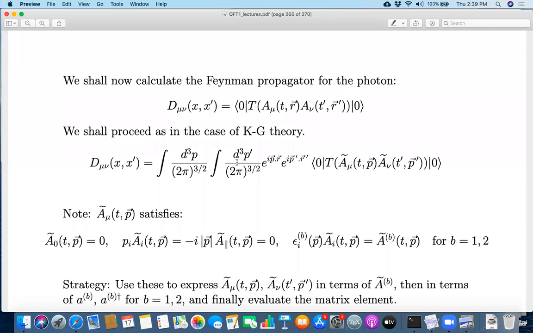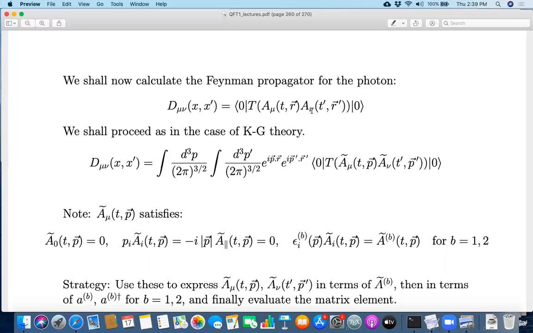Okay, so now we are going to try to calculate the Feynman propagator. I'll start the discussion today. We'll see how far we can go today. So what is the goal? We'll calculate this D mu nu (x, x prime), which is the vacuum expectation value of the time ordered product of two gauge fields, A mu and A nu.